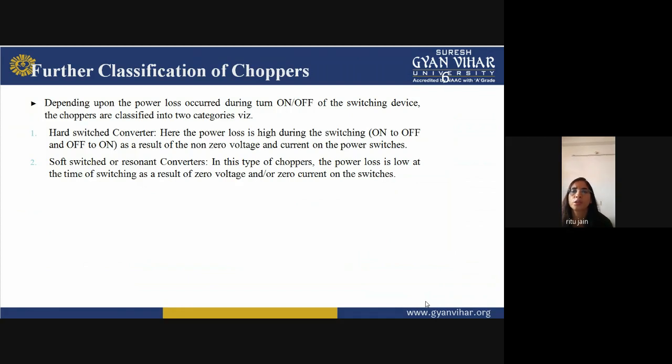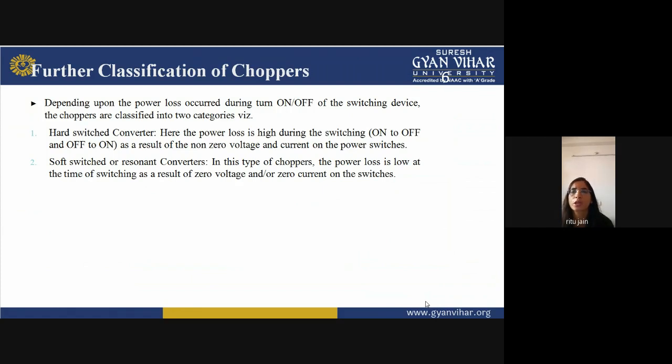So, what are your switching losses? When you turn on and turn off any switch, there will be some voltage and current which will appear across the switch. Due to this voltage and current appearing simultaneously across the switch, there must be some power losses. So, this is called your hard switching. Here the power loss is high during the switching on and off of the switch as a result of the non-zero voltage and current on the power switches.